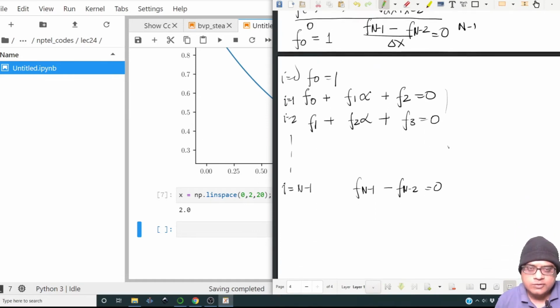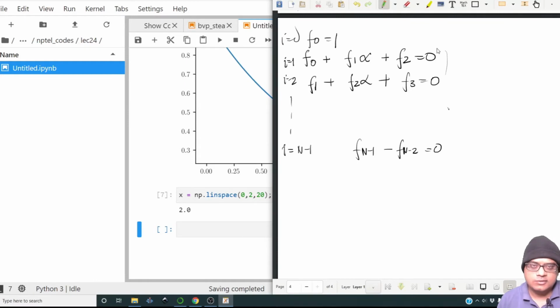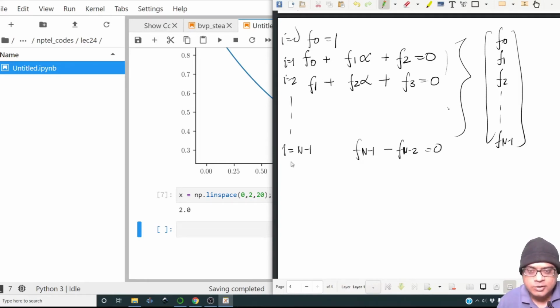Now what I can do is write down these equations. So for n equations, I have n unknowns. The n unknowns are f0, f1, f2 all the way to f(n-1). And how many equations do we have? We do have n equations, starting from i equal to 0 to i equal to n minus 1. So it's a set of linear algebraic equations. So we've converted the ordinary differential equation into a set of linear equations.